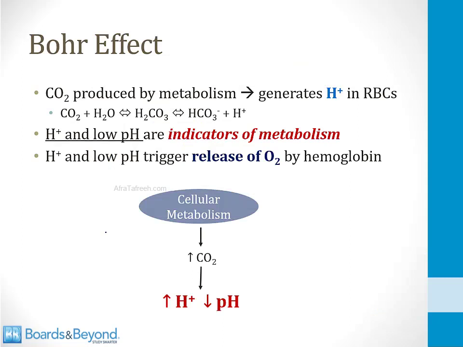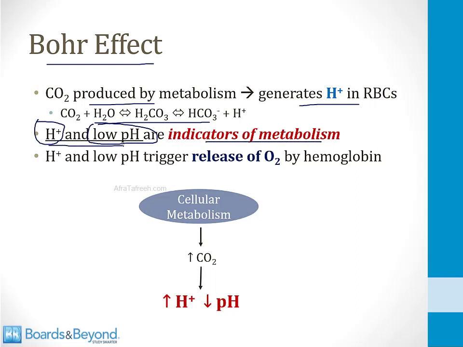Carbon dioxide also leads to more release of oxygen from hemoglobin through another mechanism called the Bohr effect. As we talked about earlier, anytime carbon dioxide is produced by metabolism, this leads to the generation of protons inside red blood cells through this equation shown here. What this means is that an increase in protons and a decrease in pH are both indicators of metabolism. Anytime there's more protons or a lower pH, that means metabolism is going on. And therefore, we have evolved such that these things, a high H+ or a low pH, trigger the release of oxygen by hemoglobin. This is all very logical.